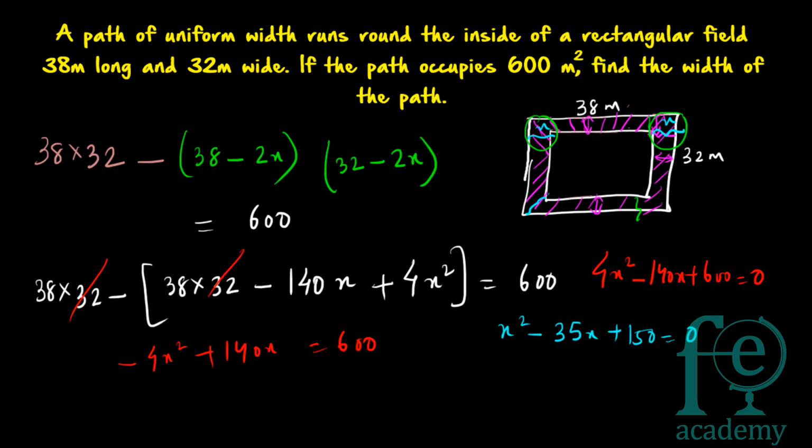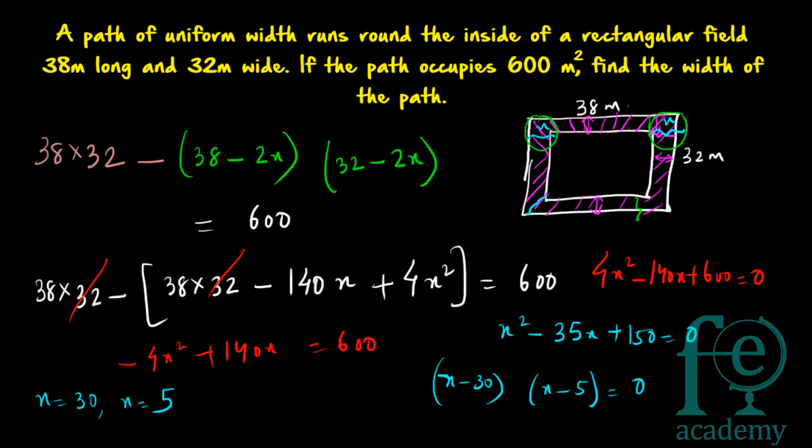So you just think about two numbers which will give you product equal to 150 and sum equal to 35. If you take minus 30 and minus 5, you will get product equal to plus 150 and your sum also will be minus 35. So (x minus 30)(x minus 5) is equal to 0. So you will get x equal to 30 and x equal to 5.